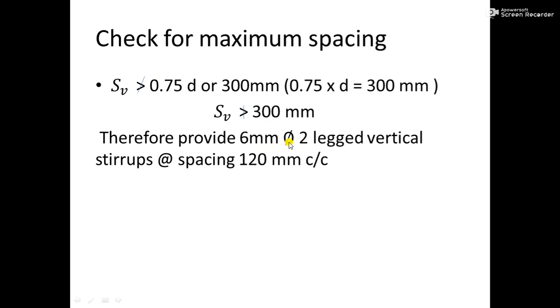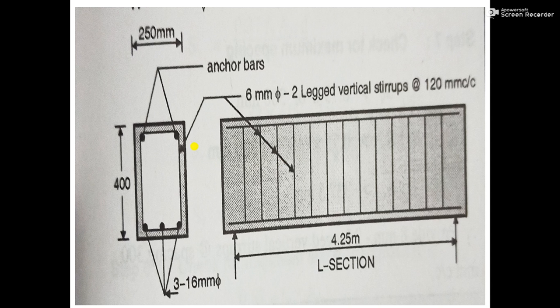Therefore provide 6 mm diameter bars, 2-legged vertical stirrups at a spacing of 120 mm center to center. These are the vertical stirrups provided at a spacing of 120 mm. This is the spacing of bars. This is the cross section of the beam.